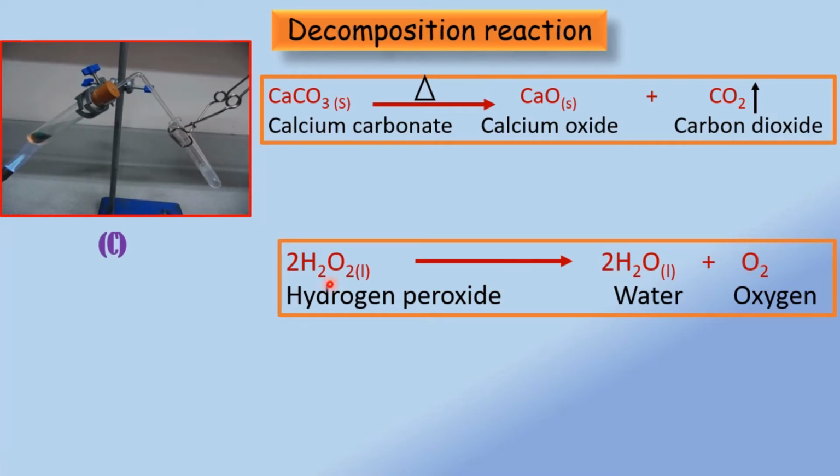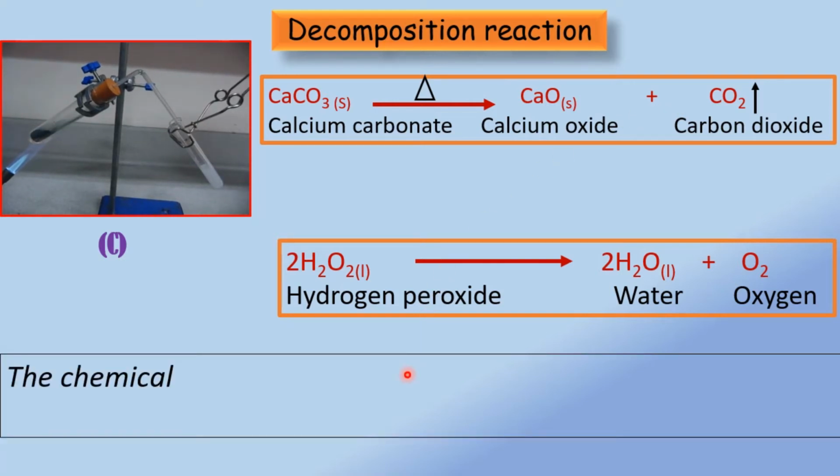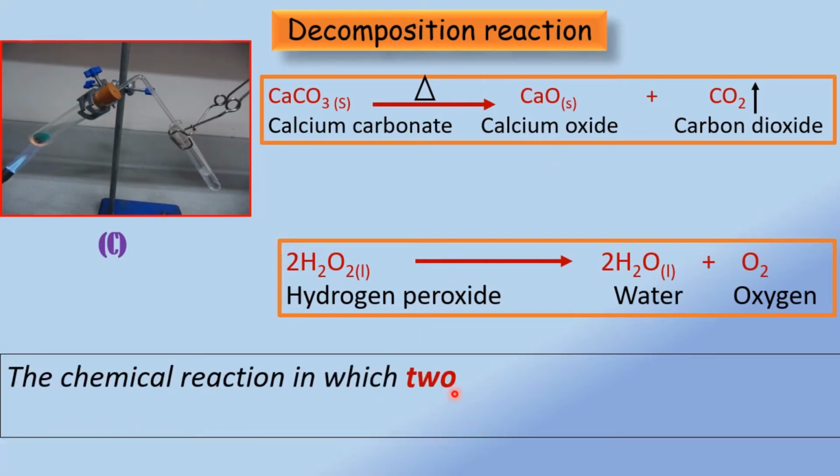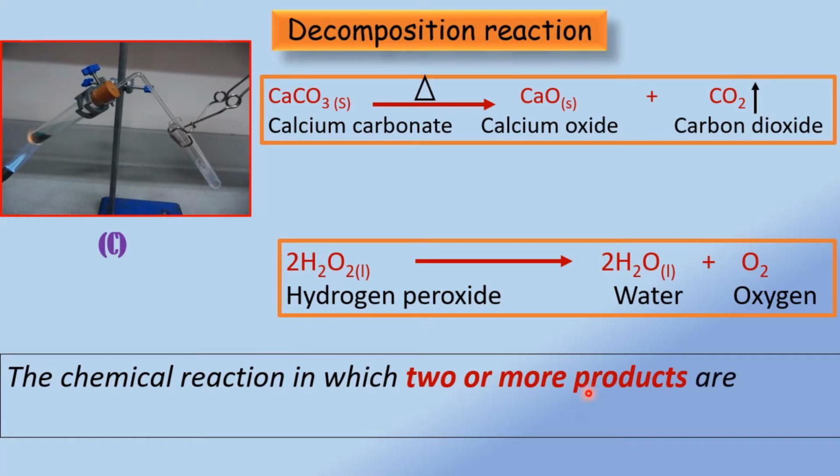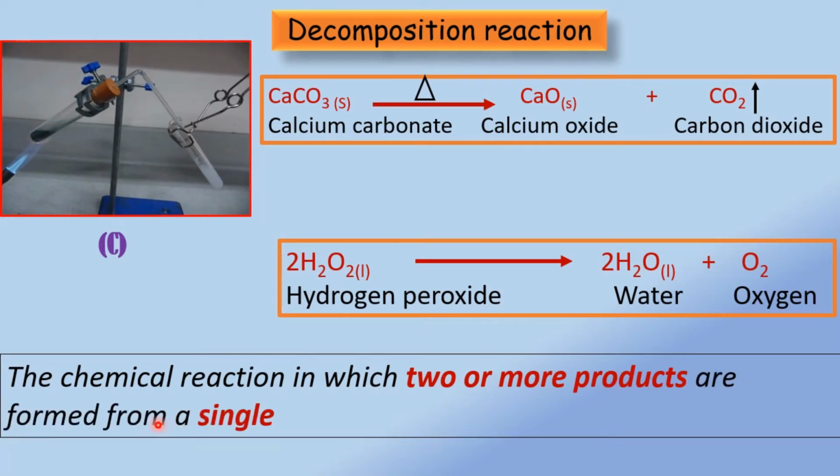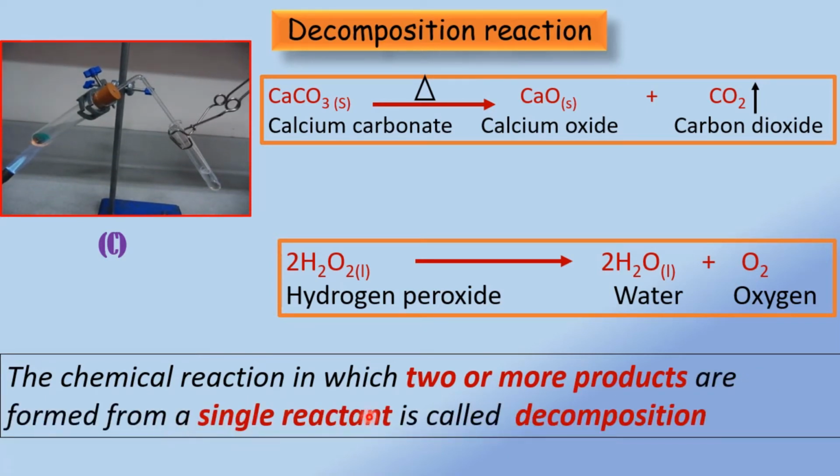So, in activity A, B and C, we have seen that a single reactant is giving rise to two or more products. Such reactions in which two or more products are formed from a single reactant are called decomposition reactions.